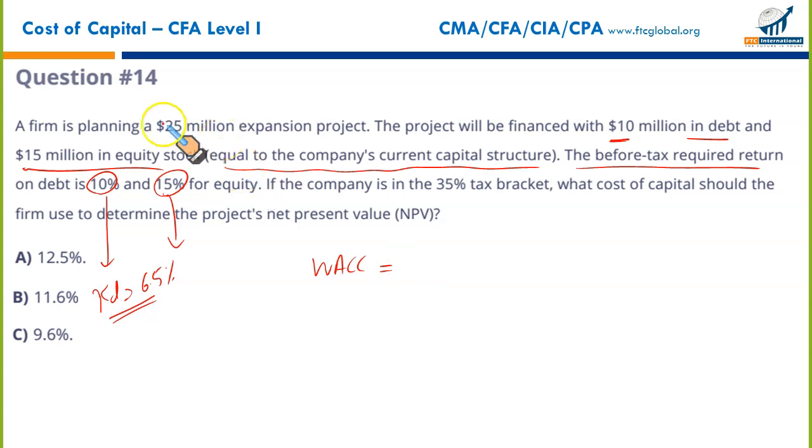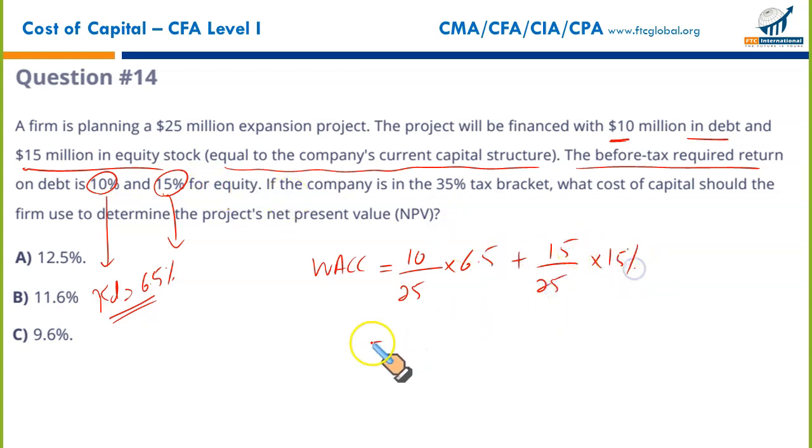Instead of just converting these amounts into percentages, you can do it directly. 10 is needed from debt out of total 25. So 10 by 25 multiplied by the cost of debt 6.5. 15 would come from equity out of the total funding needed 25, times 15. Simple. No need to convert into percentages.